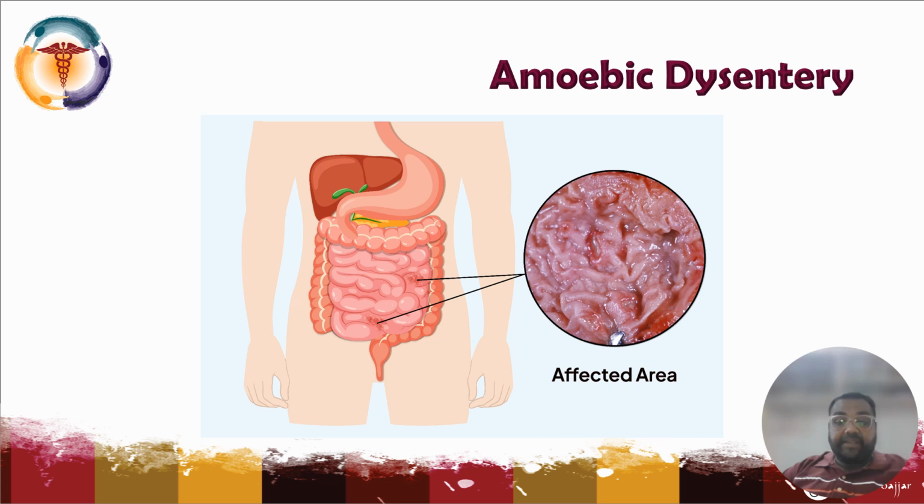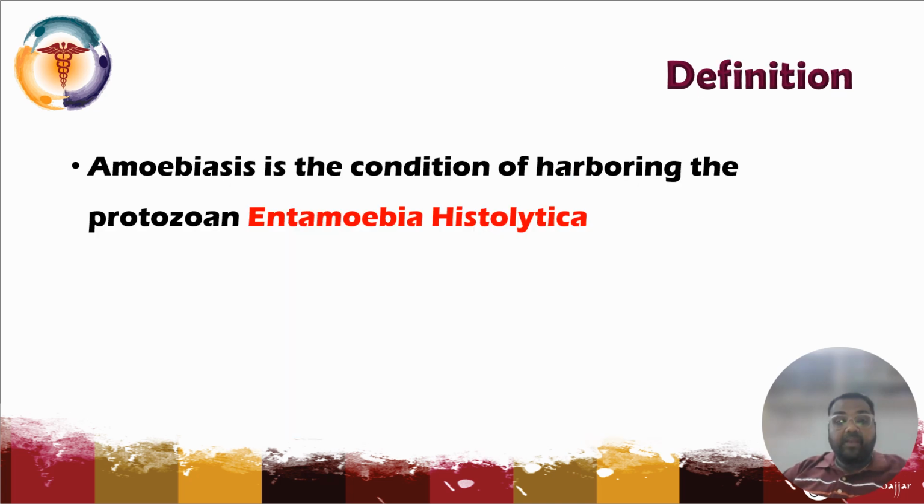So amoebic dysentery is also known as amoebiasis. It is caused by the amoeba Entamoeba histolytica, right? So let's see the definition of amoebic dysentery. Amoebiasis is the condition of harboring the protozoan Entamoeba histolytica, right? So Entamoeba histolytica is the main cause of amoebiasis or amoebic dysentery. How it is different, we saw in the last part, the difference between amoebic dysentery and bacillary dysentery.